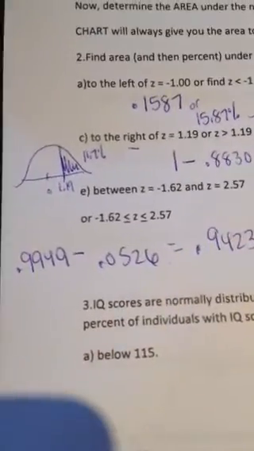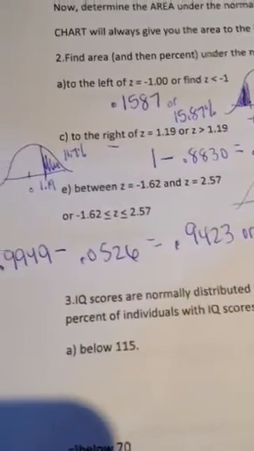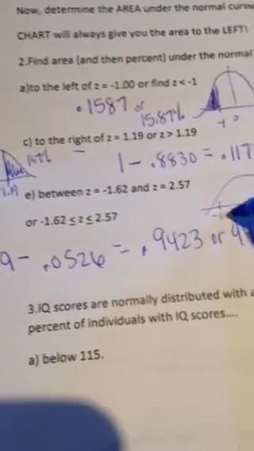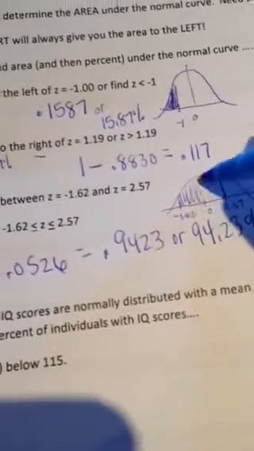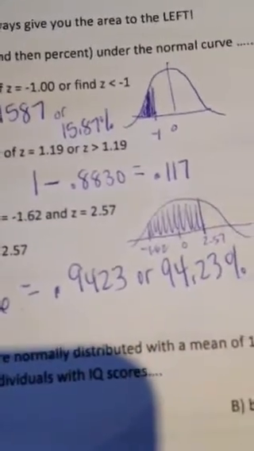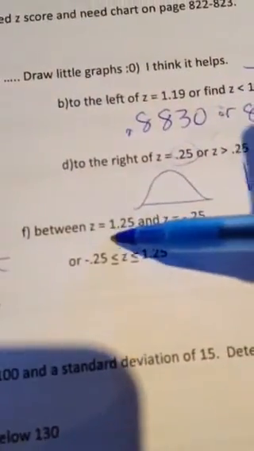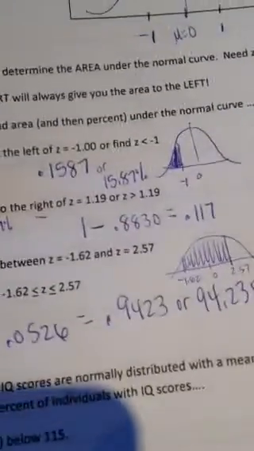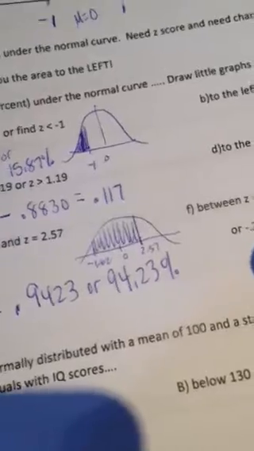So here's what it looks like. Here's 0, here's 2.57, here's negative 1.62. About 94% of your data is in between those two numbers. Okay? One more between. 1.25, so go to 1.2. And then 0, 1, 2, 3, 4, 5. So 0.8944. 0.8944 is the first one.